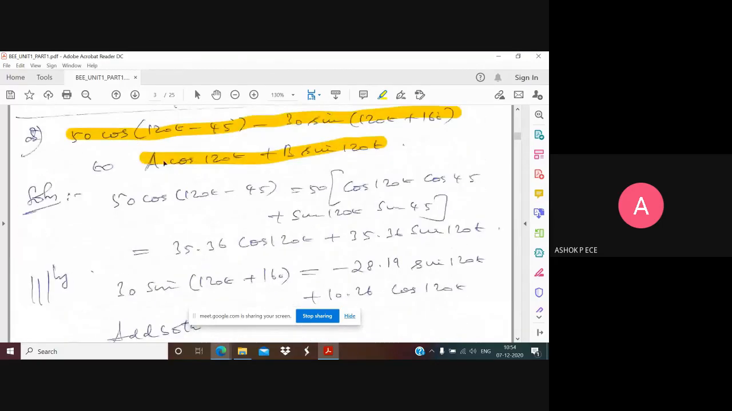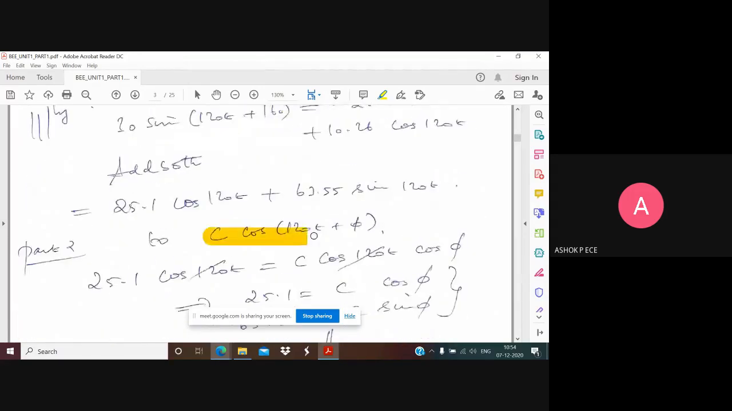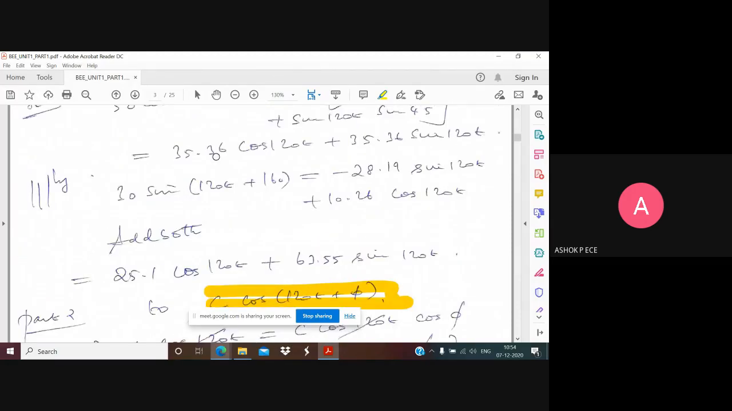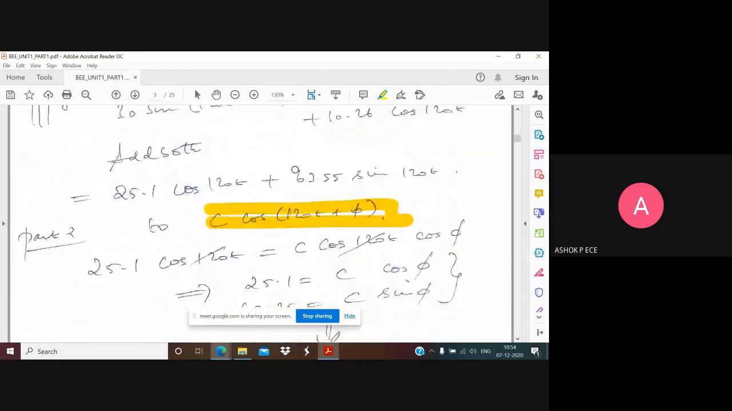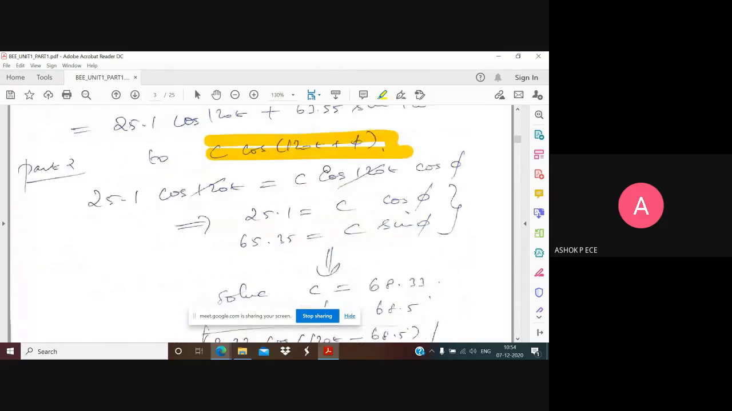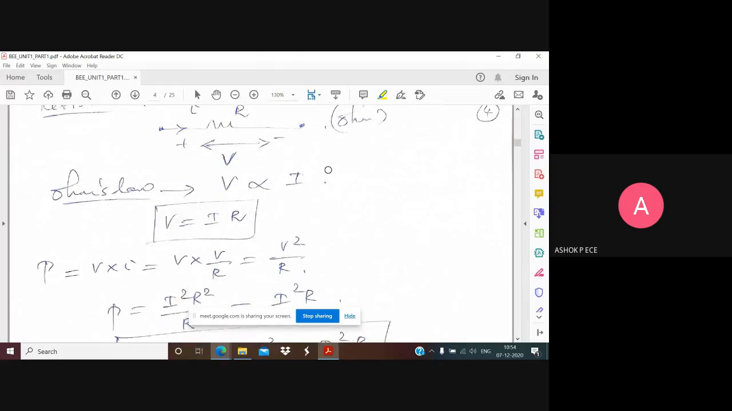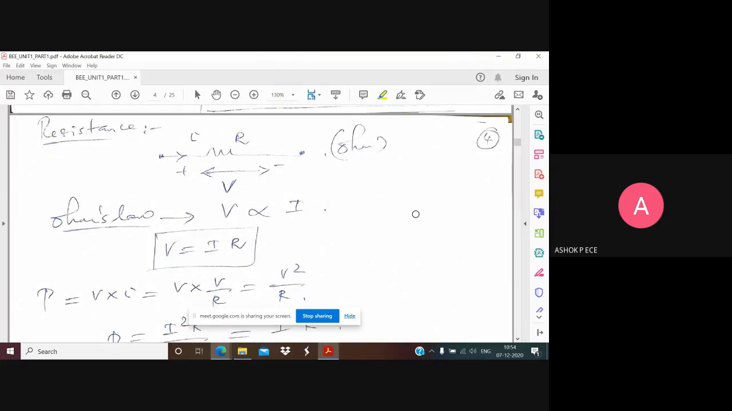The first problem is writing it into a single cos and single sine term. The second problem is simplifying that and writing it only as a single cos term. So both the answers are solved here. You have to just see whether whatever I have solved is correct or not. So this small thing I give you as a task for the day. Now we'll go into our actual subject, resistance.